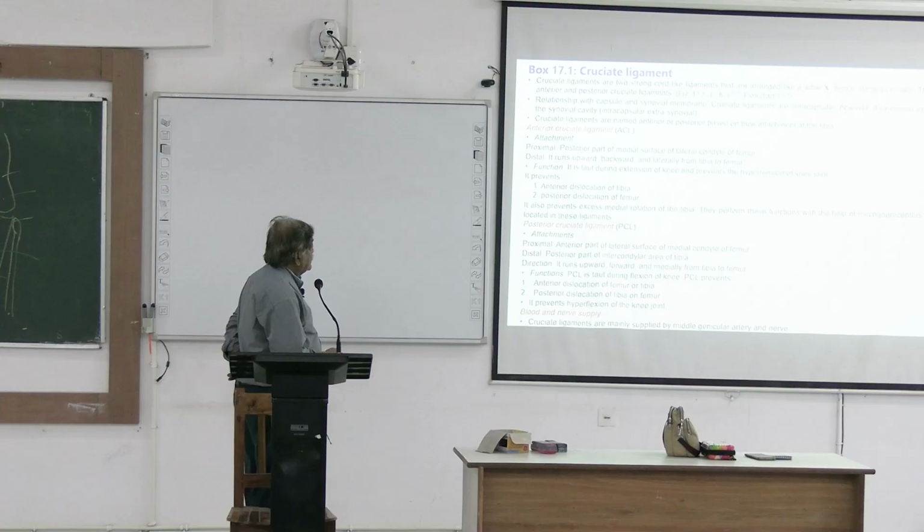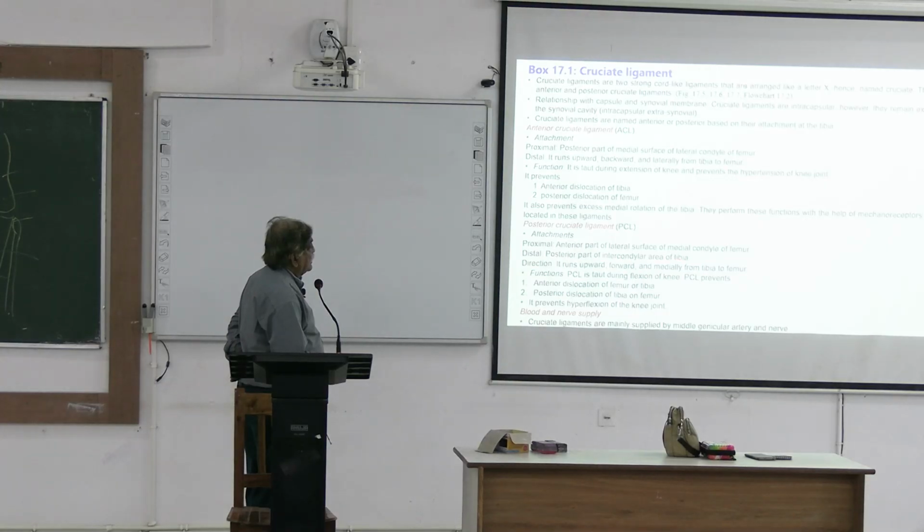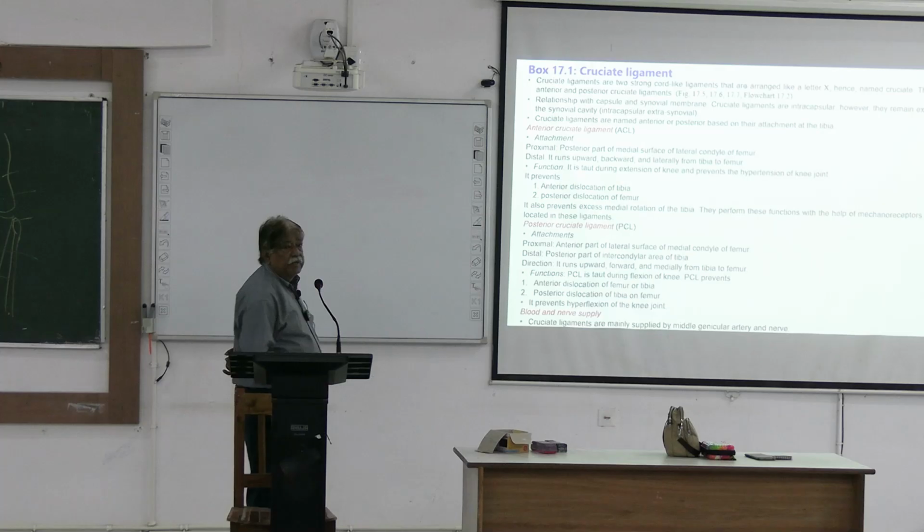Posterior cruciate ligament attachment: proximal, anterior part of the lateral surface of the medial condyle of femur; distal, posterior part of the intercondylar area of tibia. Direction: it runs upwards, forwards and medially from tibia to femur. Function: PCL is taut during flexion of the knee. PCL prevents anterior dislocation of the femur and posterior dislocation of the tibia on femur. It prevents hyperflexion of the knee joint. Blood and nerve supply: cruciate ligaments are mainly supplied by the middle genicular artery and nerve.